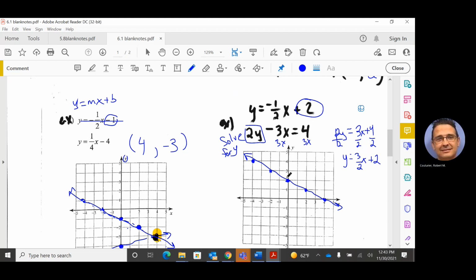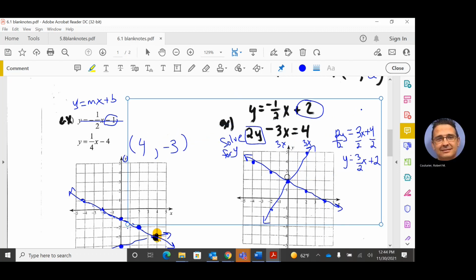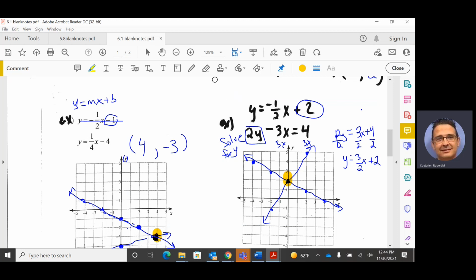Here's my intercept, right here at 2 again. I'm going to go up 3 over 2. And like that, I have a second line. And we can see again, look, where do they intersect? They intersect right here at this point. That particular coordinate is 0, because it didn't move left or right, and up 2.